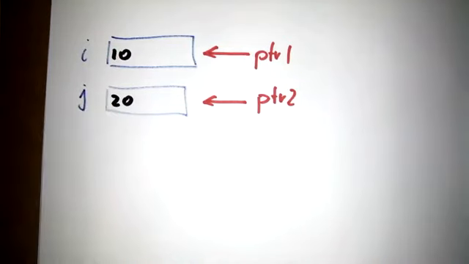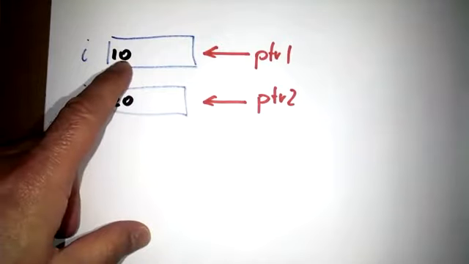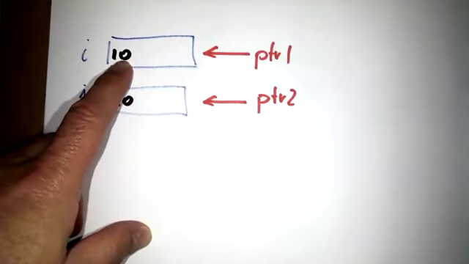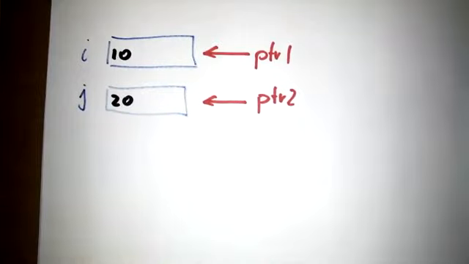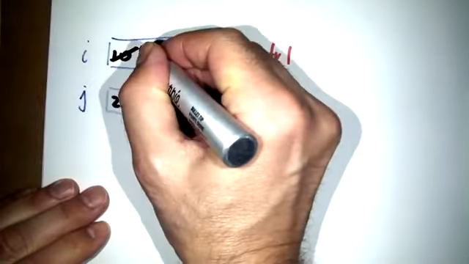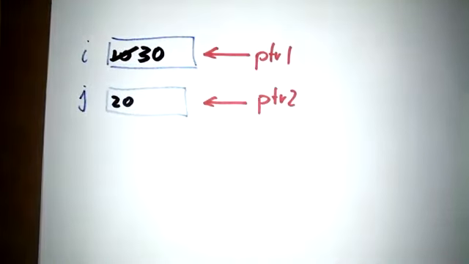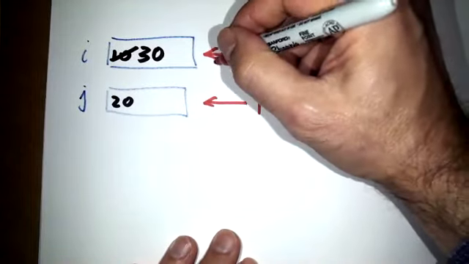And if we sum this, then the result is 30. And this will be the new value for star pointer 1. Star pointer 1 is this address here. So we do get 30. This is line 10. Line 11 now redirects pointer 2 to wherever pointer 1 points to.